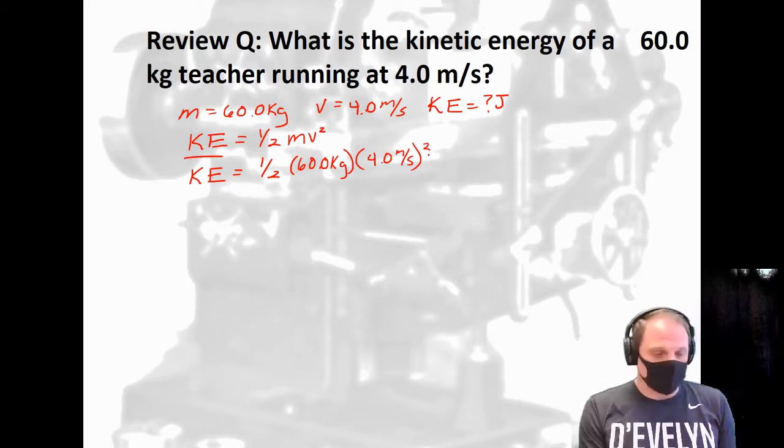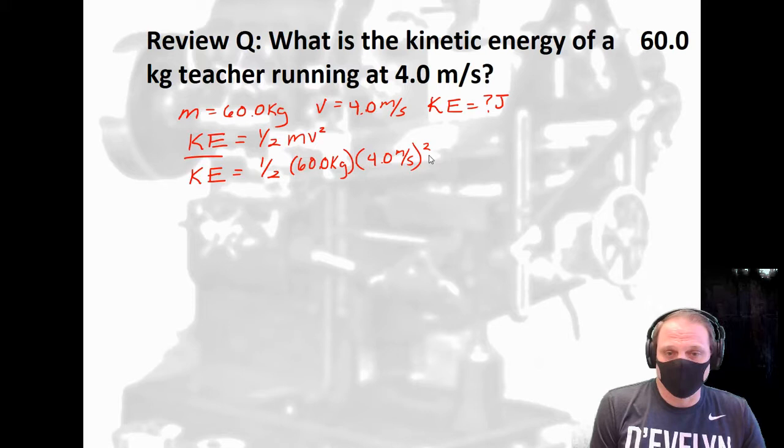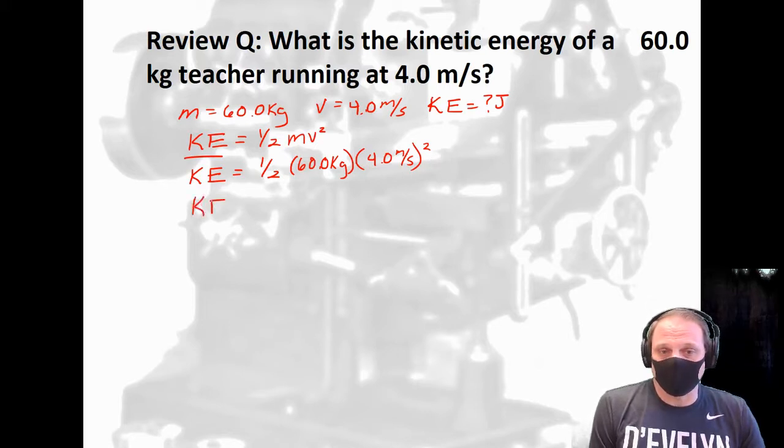So you plug it into your calculator, you do your 4 squared, right? We all know that's 16, and then we multiply that times 60, and then we divide by 2. So you get 480. So kinetic energy is equal to 480 joules.